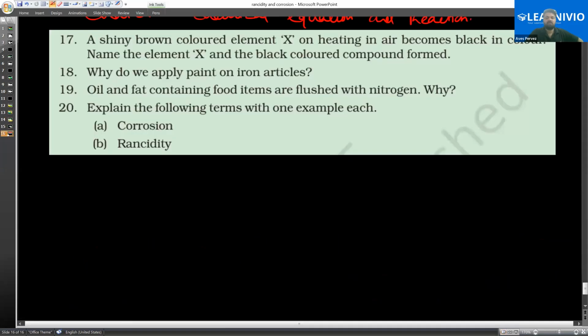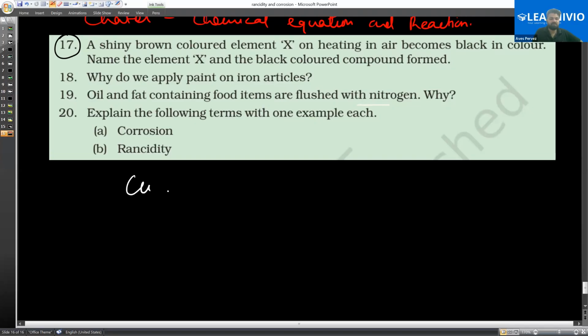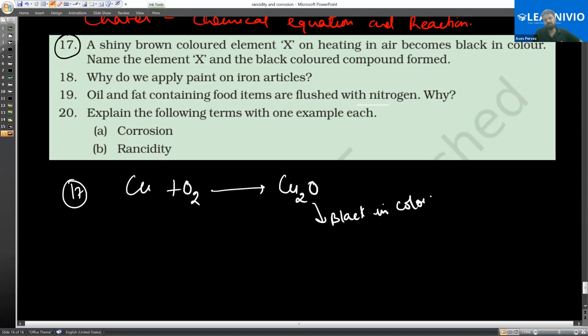One last question. Why is oil containing food flushed with nitrogen gas? Because nitrogen is not an inert gas. Next: why do we paint iron articles? A shiny brown metal is copper. When heated, copper does not undergo corrosion, it reacts with atmospheric gas and forms Cu2O, copper oxide, which is black in color. Question number 17 is important. Got it? So please note this down.